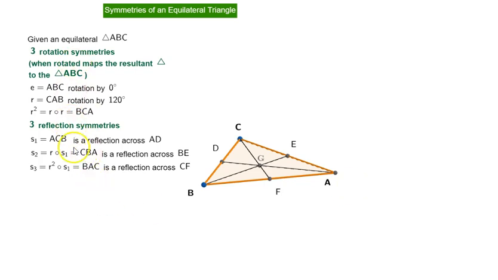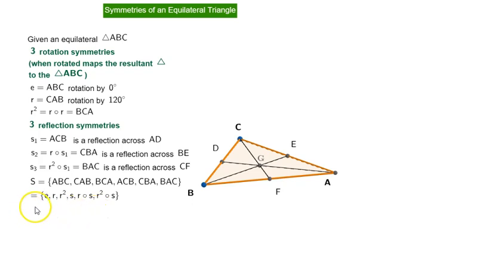Okay. Now that we have seen all this, we can create a set of all these symmetries. We can say S is equal to a set containing ABC, CAB, BCA, ACB, CBA, and BAC.